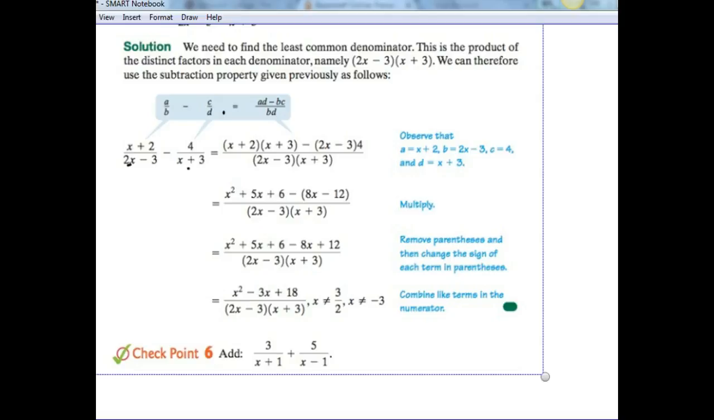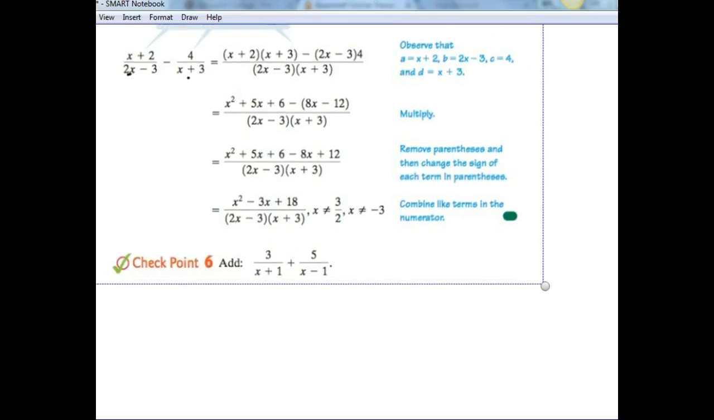Now, as always, you have to give the excluded values. If I set the 2x minus 3 equal to 0, you end up with the answer x cannot be 3 halves. And if I set x plus 3 equal to 0, then of course x cannot be negative 3. And you must list those collectively in there.